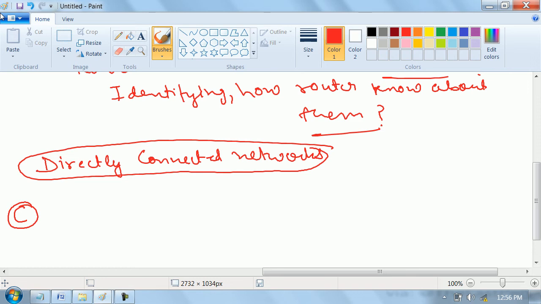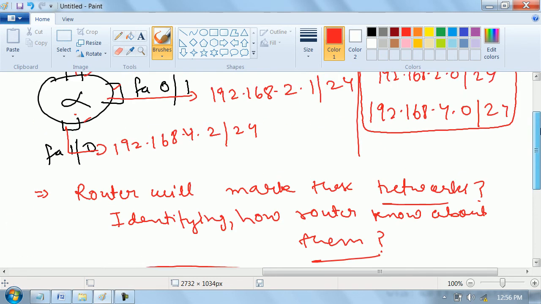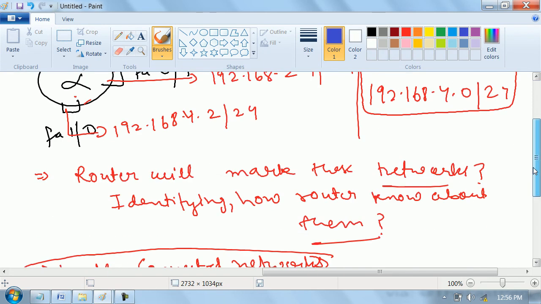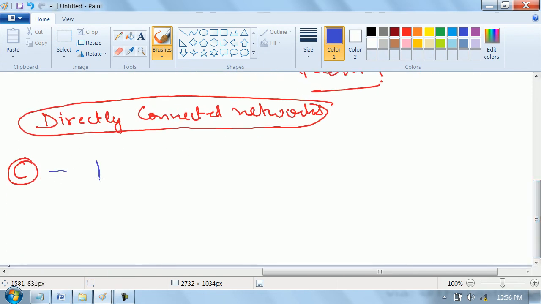Mere paas 10 network IDs hai. Fine. Kahan se aayi 10 network IDs? Do I know about them or is someone giving them to me? Agree or not? Fine. So the router will mark these networks as C. C means directly connected. Router will make an entry.